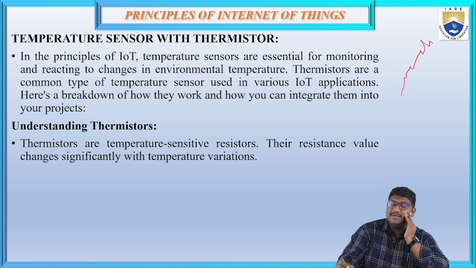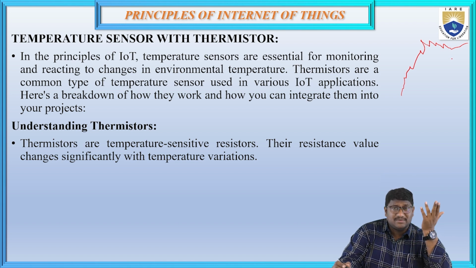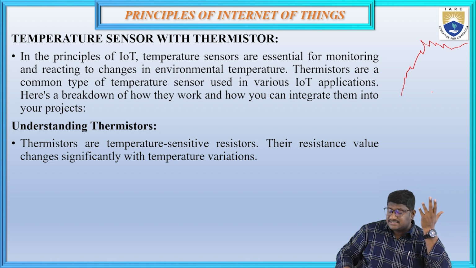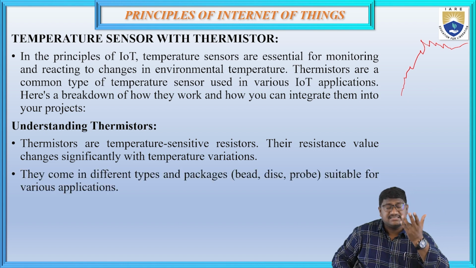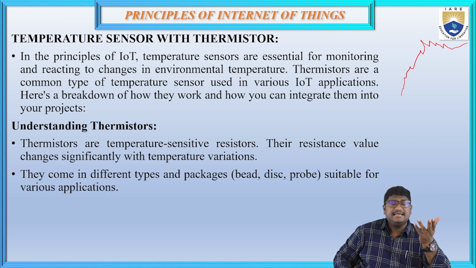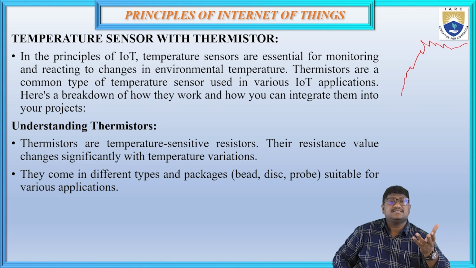1 o'clock it will be a little bit low. 2 o'clock a little bit low. Gradually it will be normalized by evening. Like this, temperature variations will be there. Even in the night also some kind of temperature will be there. All these things can be identified with the help of these thermistors only. Right? Temperature sensitive resistors these are.